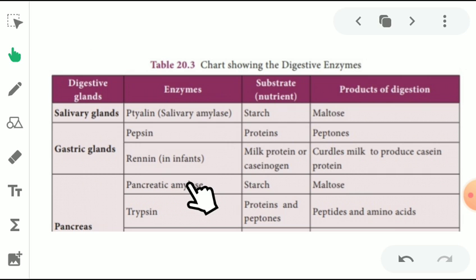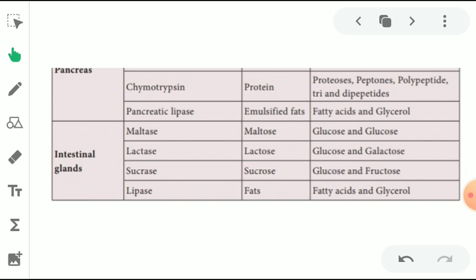Pancreas: pancreatic amylase converts starch into maltose. Trypsin converts proteins and peptones into peptides and amino acids. Another pancreatic enzyme, chymotrypsin, converts proteins, peptones, polypeptides into dipeptides. Pancreatic lipase emulsifies, that is, breaks large fat particles into small particles, fatty acids and glycerol.